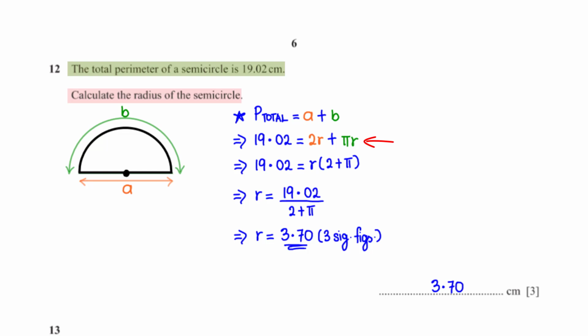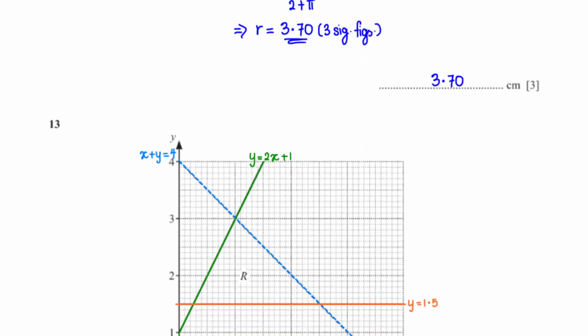Since we want to find r, we need to make r the subject of the equation. R is common to 2r and pi r, and so when we factor it out, we are left with 2 plus pi. When we divide both sides of the equation by 2 plus pi, this is what we get. When we type this into the calculator, we get 3.70 correct to 3 significant figures.